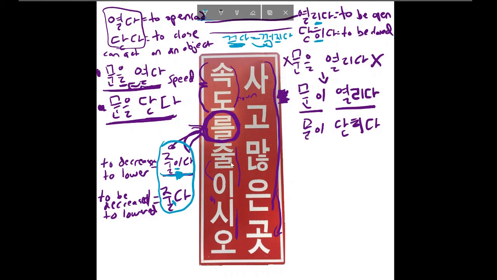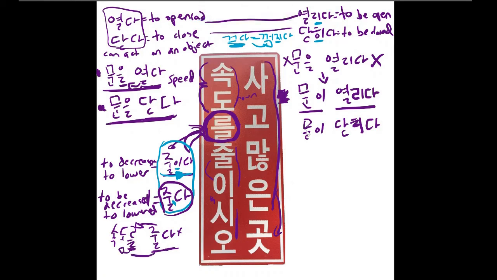So all that gets me to the fact that this is an active verb, but I could make a similar sentence. If I wanted to use this passive equivalent, let me say what you can't do first. 속도를 줄다. You wouldn't be able to say that because in this case you have this passive verb that cannot act on an object, and this is saying that this is the object of the sentence.